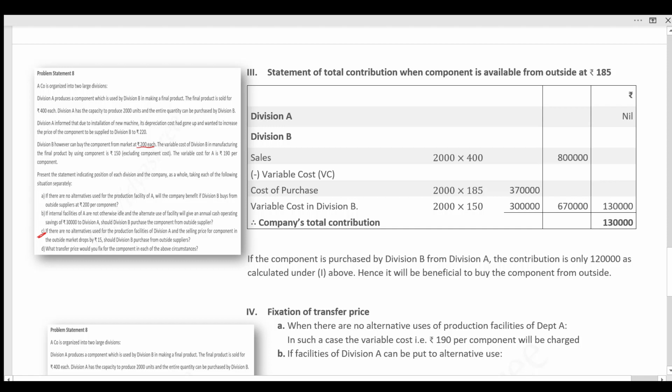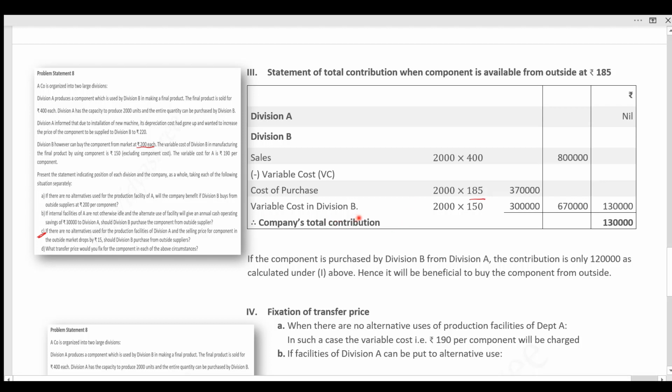So let's calculate the profit. Well, there are no alternative uses. That's why the profit of division A will be nil. Then let's calculate the profit for division B. Sales, same thing, it is selling to the outside market. Deduct the variable cost. First is the cost of purchase. As I told you, it's buying from the outside market. Now the component price is reduced to rupees 185 because 15 rupees has dropped from 200.